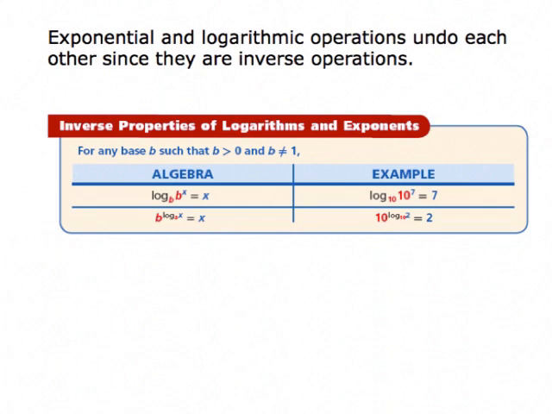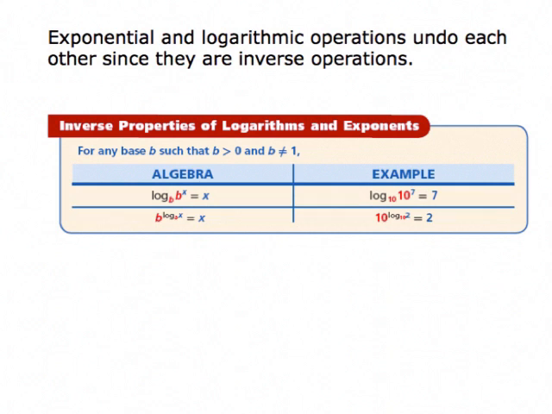Okay, we're going to take a look at 2 more properties, and these are called the inverse properties of logarithms and exponents. Now, here's what it says. It says if the base of the exponent is the same as the base of the log, the logarithm of that base is going to be just the power.